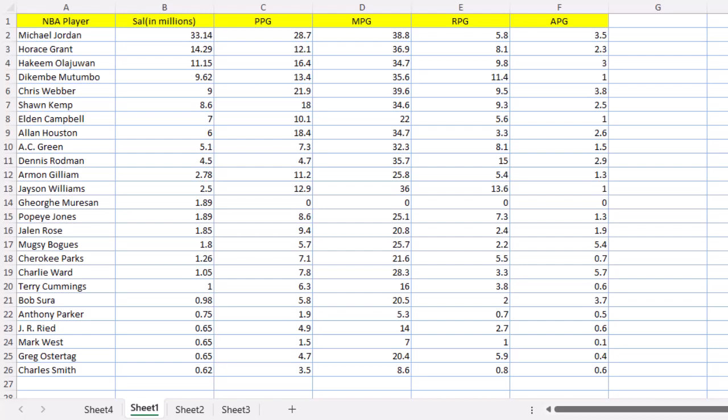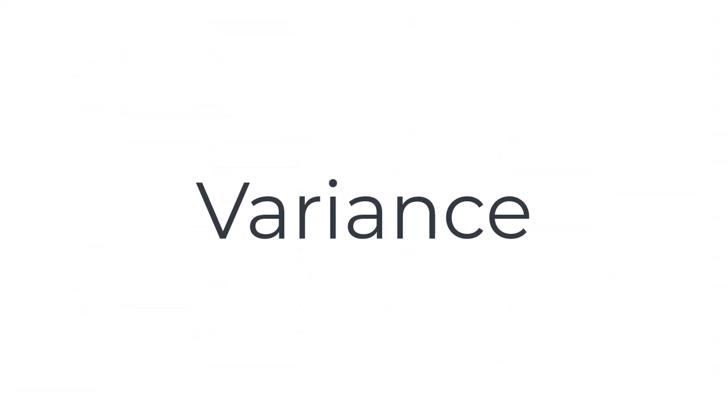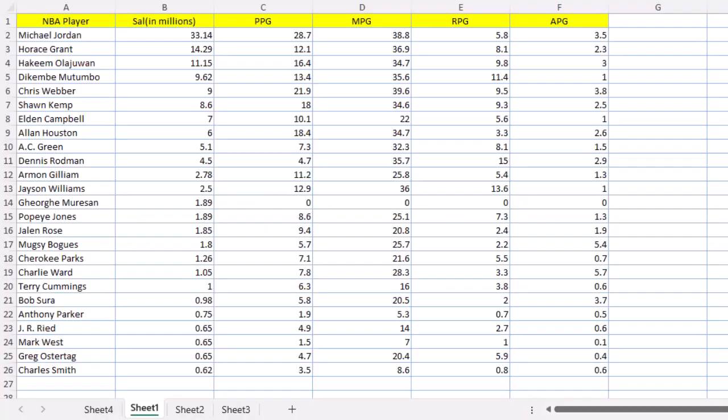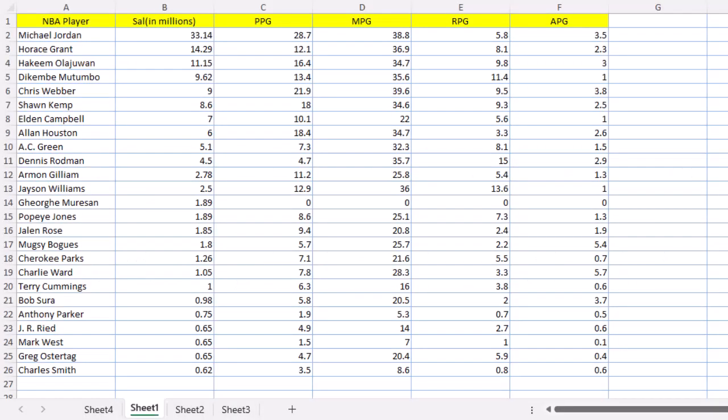To begin, I want to talk about a word that we use in research methods and statistics. The word is variance. Another word for variance is differences. Sometimes I think it would be easier if researchers and statisticians would just use the words that we use ordinarily. But when we're talking about variance, we're simply talking about differences. Let's use this NBA data as an example.